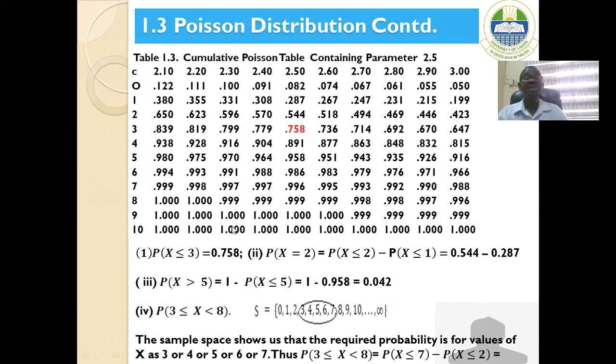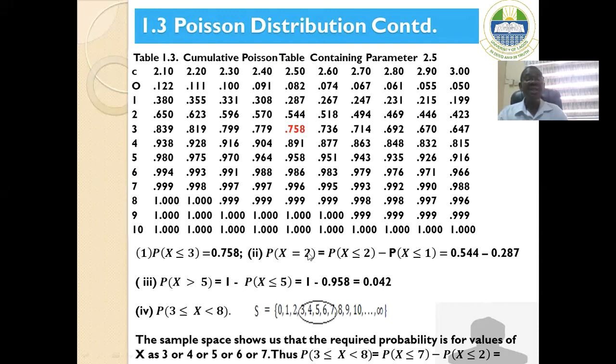This is the Poisson table, produced also for your convenience. It's also a cumulative Poisson table. See, the mean of the Poisson process is all along here: 2.1, 2.2, 2.3, and so on. The mean of our own process is 2.5, so this is what we are concerned with. When you go here under 3, this is the probability that x is less or equal to 3. So that's the answer. Look at it here, that's the answer.